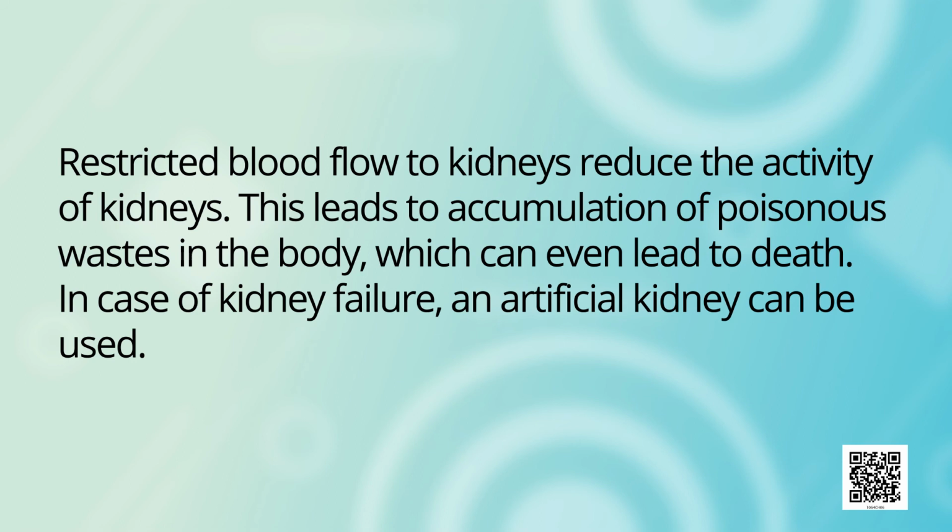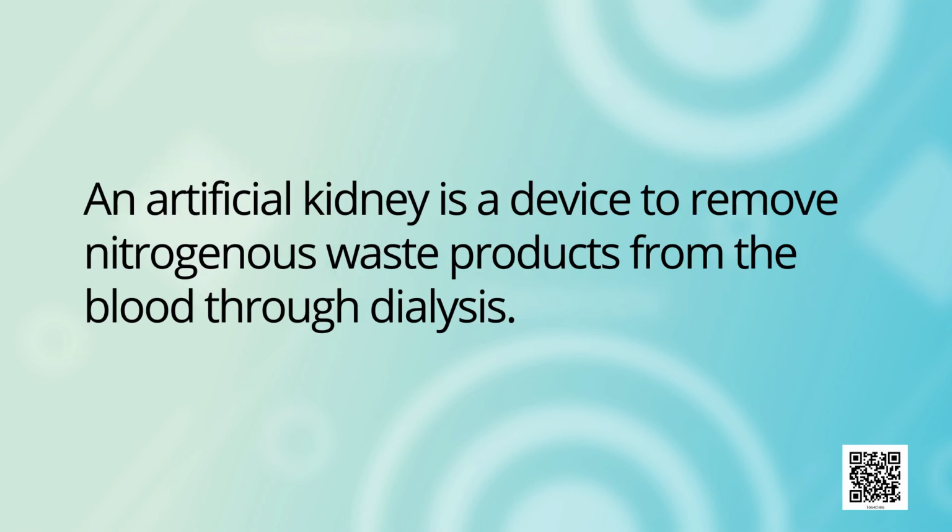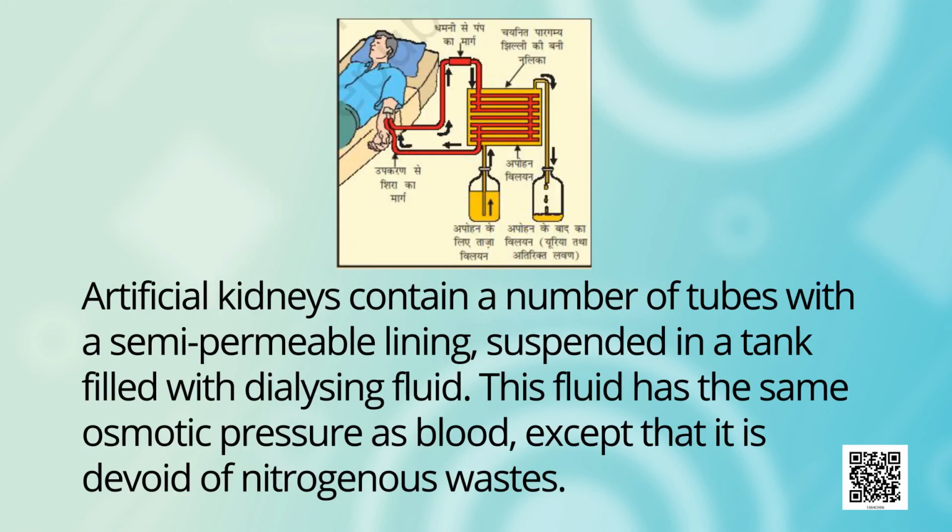In case of kidney failure, an artificial kidney can be used. An artificial kidney is a device to remove nitrogenous waste products from the body through dialysis. Artificial kidneys contain a number of tubes with semi-permeable lining, suspended in a tank filled with dialyzing fluid. This fluid has the same osmotic pressure as blood, except that it is devoid of nitrogenous wastes.